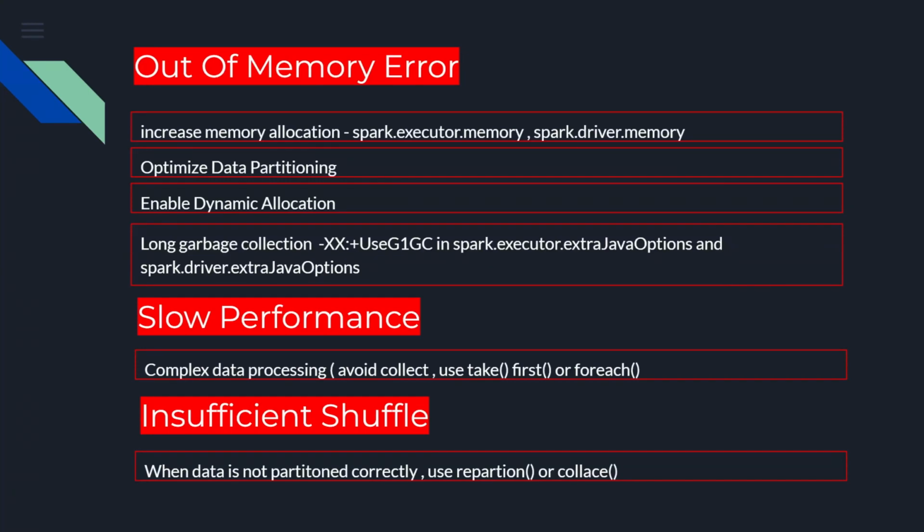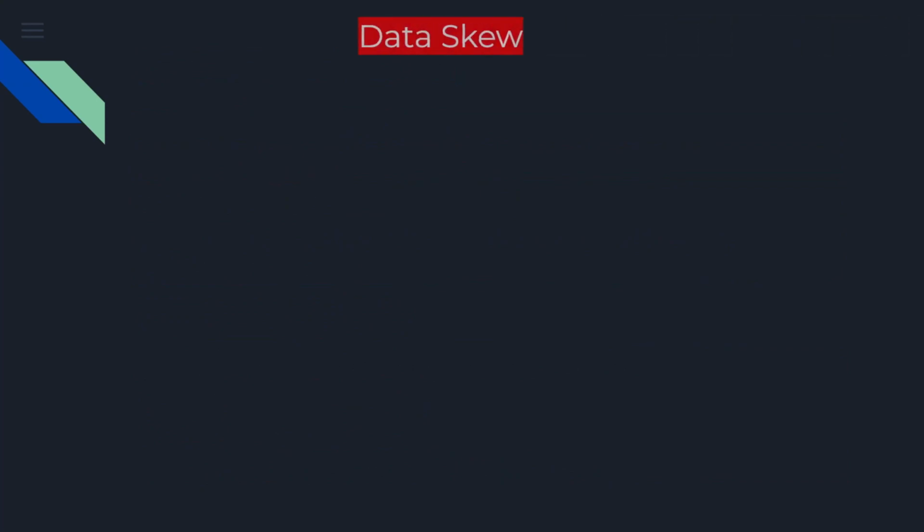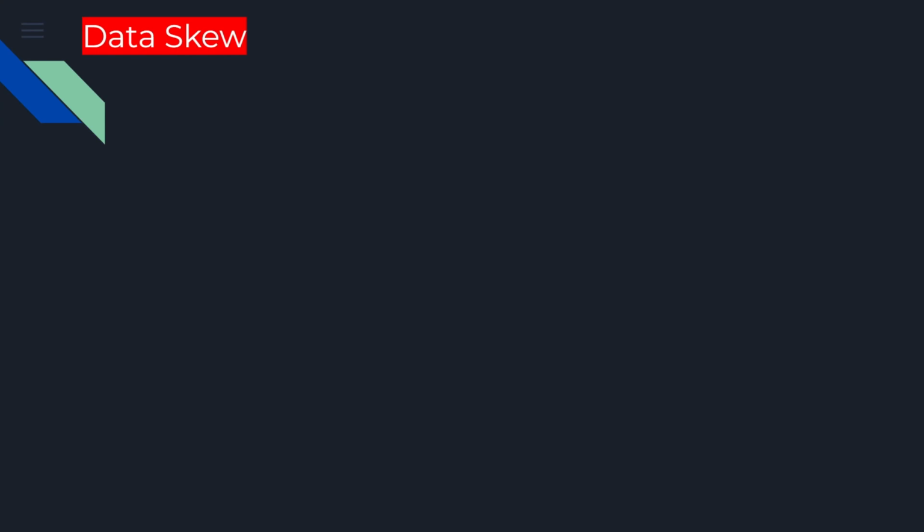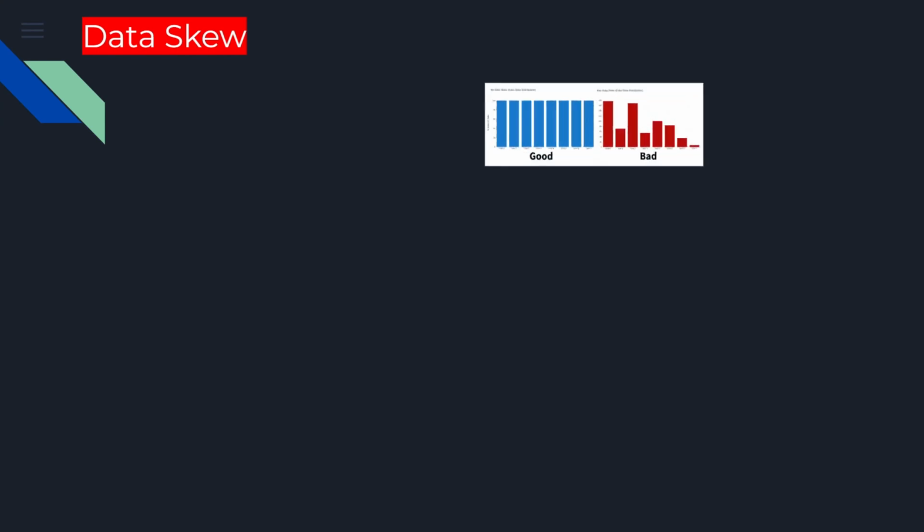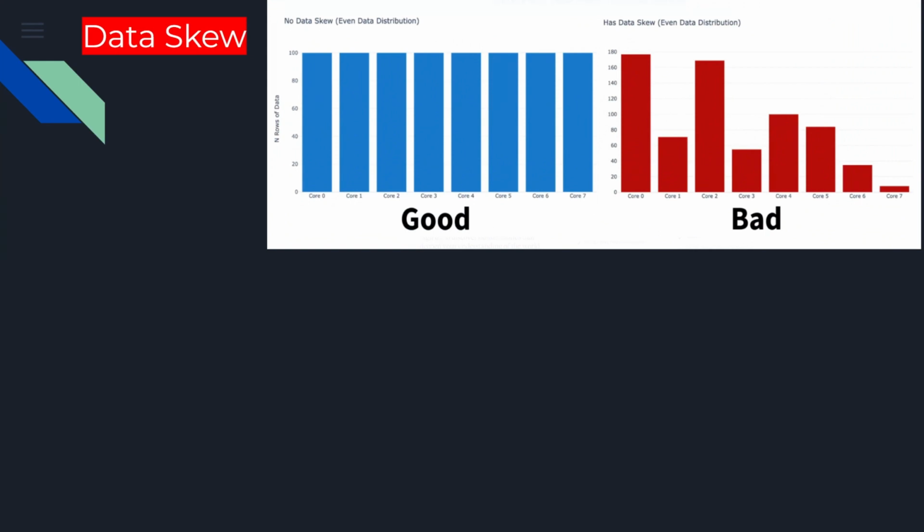Now coming to data skew. We know that when data is not evenly distributed across the cluster, we see performance issues. There will be slowness in the job execution. Here in the graph you can see, when data is not evenly distributed, on the right hand side we can see the skew data. All the nodes do not have evenly distributed data.